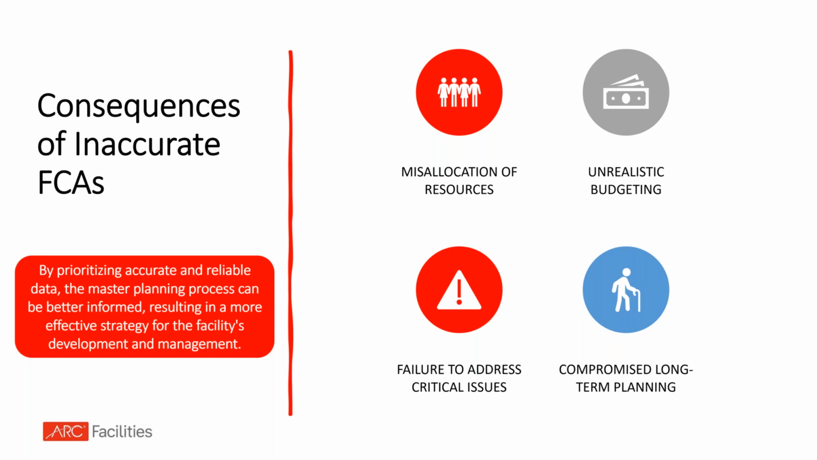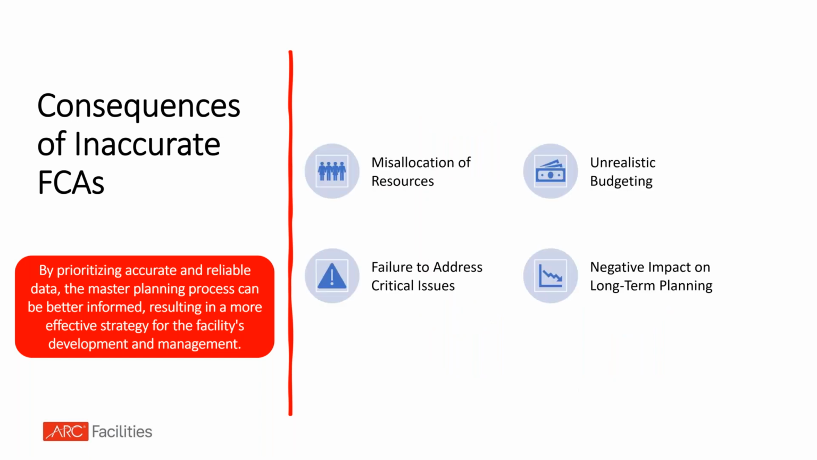Even if they plan for a replacement as part of a project, there's no guarantee it's even going to make it to that project. It could die anytime leading up to that project timeline. But the consequences here, by not having accurate information, really compromise your long-term budgeting and long-term planning within your buildings. It's a challenge. But again, some of those misallocations of resources, unrealistic budgets, failure to address those critical issues.